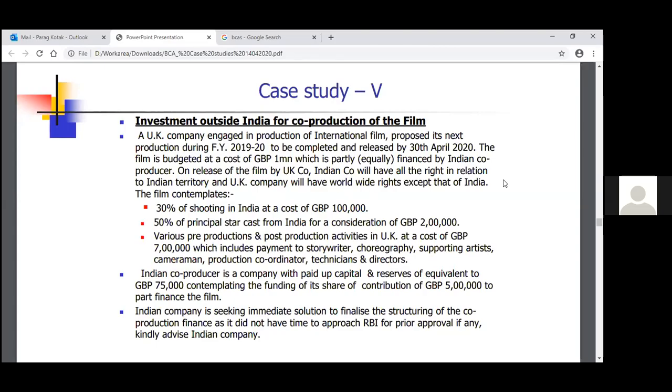Okay, so the $500,000 to $5 million limit goes only for the import of goods. For services, I don't think that limit is available. Otherwise, authorized dealers allow import of goods up to $5 million. So import of a completed film probably qualifies for the definition of goods, according to me. Is that satisfactorily answered, Rajesh?